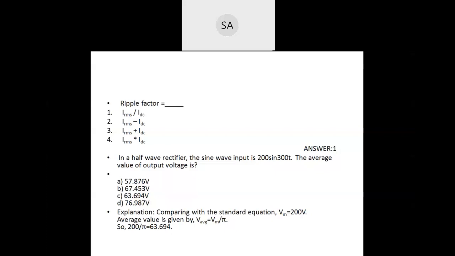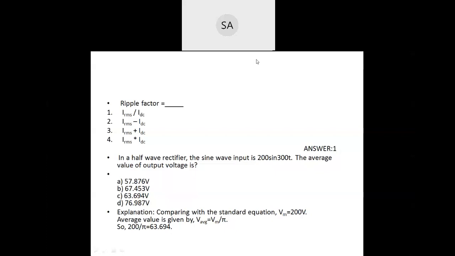In the next question, in a half wave rectifier, the sine wave input is 200 sin 300t, that is Vm sin omega t as represented here. So 200 is the Vm and omega is 300, that is, maximum amplitude is 200 volts. Omega is equal to 2 pi f, so here we have to take 2 into pi into 300.